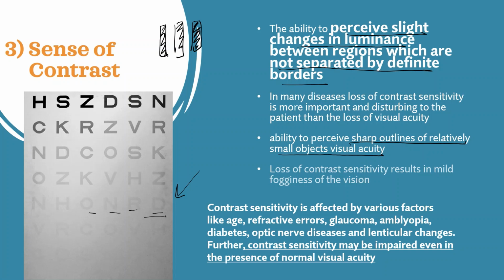So gradually the luminance will decrease, and you have to check whether you are able to identify this or not. In many diseases, loss of contrast sensitivity is more important and disturbing to the patient than the loss of visual acuity, and this might result in mild fogginess of the vision as well. Now, in which diseases do you think, and what factors affect the contrast sensitivity? So it is age, refractive errors, glaucoma, amblyopia, diabetes, optic nerve diseases, and lenticular changes.